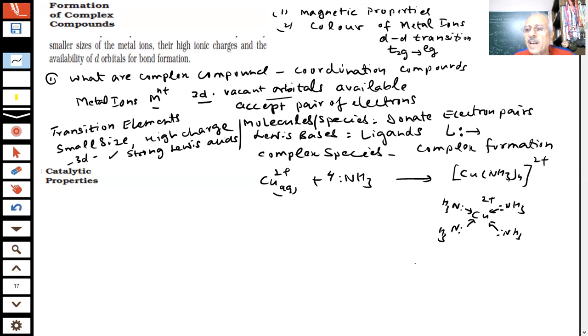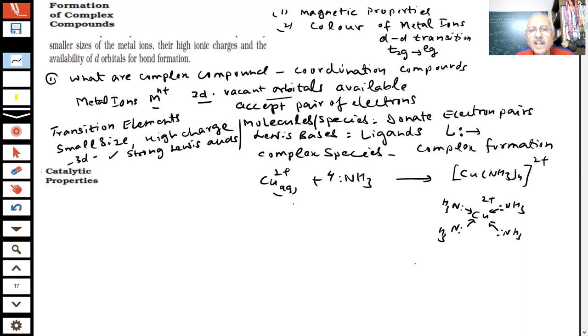So when we write in a bracket, it means this has a characteristic property, students. Ammonia is forming a coordinate bond with the copper ions. It is bonded with the copper. So we have written it in a square bracket with 2+. These are called complexes.